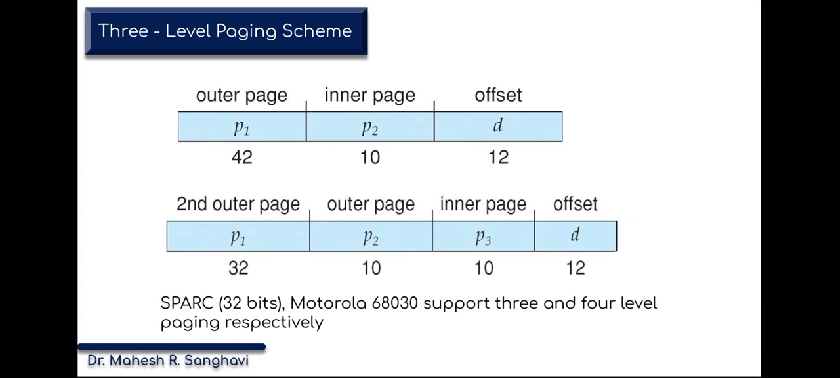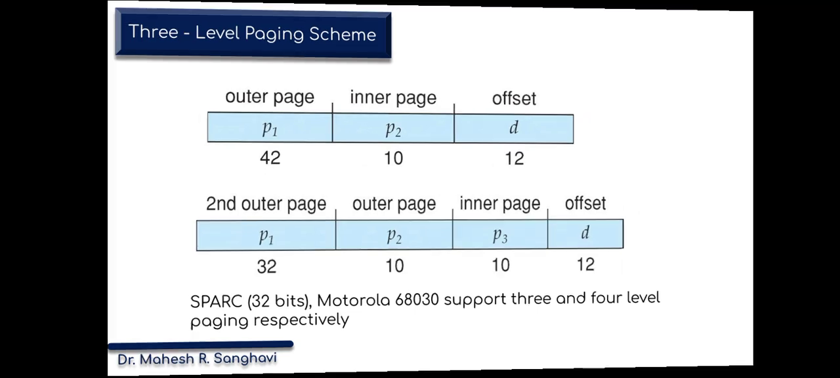And this will give you an idea regarding three level paging, where the 2 is converted into 3. You can understand that there will be a second outer page, then this, and then finally the offset will be there. So 32 bits will be given to P1, 10 will be given to P2, and to P3 also 10, and finally the offset will be 12. So you can understand very well that from this you can have more and more things. This way you can use either 2 level or 3 level, depending on the application.